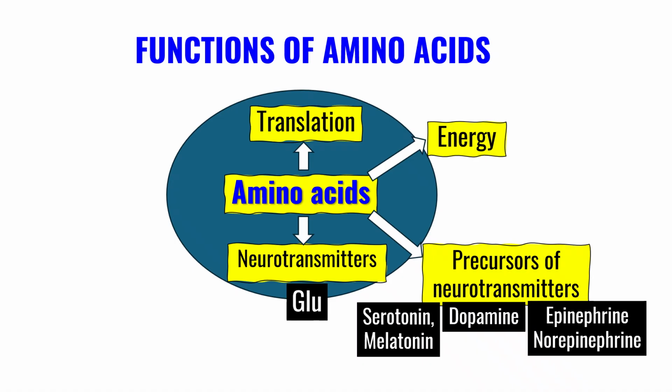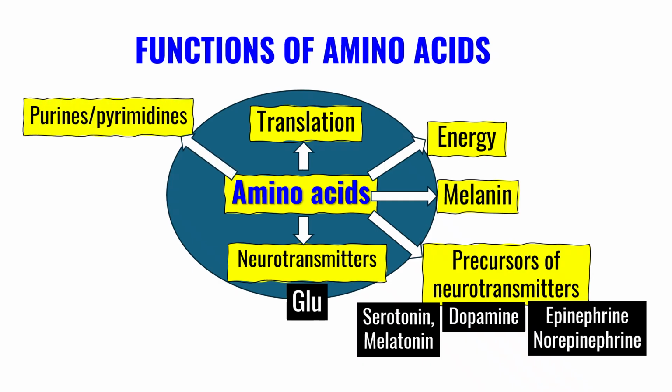The precursors for these neurotransmitters are mainly aromatic amino acids. They also act as the precursor for the synthesis of melanin pigment for our skin, eyes, and hair. They also act as precursors for purine and pyrimidine synthesis, which are required for DNA and RNA synthesis, and also for histamine.